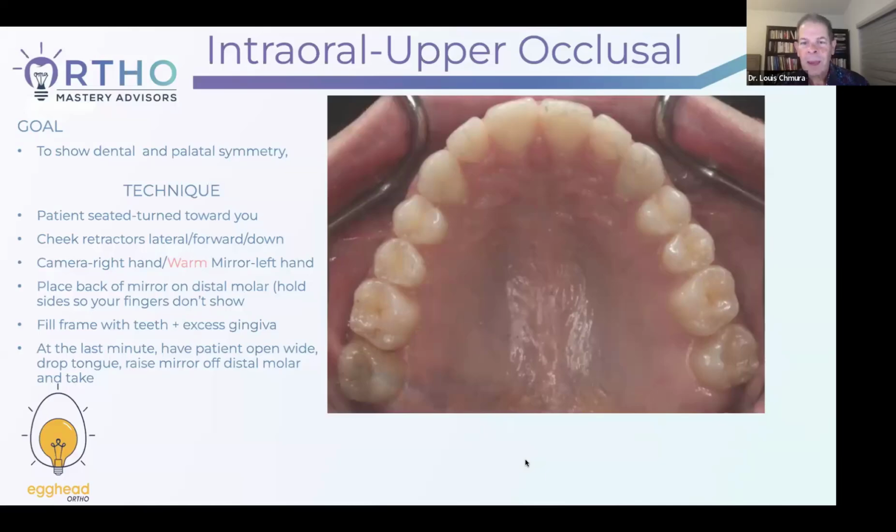You can see the mid-palatal raphe is in the middle. That's a technique issue. Ideally, you wouldn't see the lip retractors. These are metal lip retractors, and you can see them. You wouldn't see those in the picture, but we see all of the dental anatomy and then some. You can see behind the teeth, there's some gingiva. You can see the cheeks on the side. The cheeks are out of the way. I mean, this is a really, really good occlusal photo.